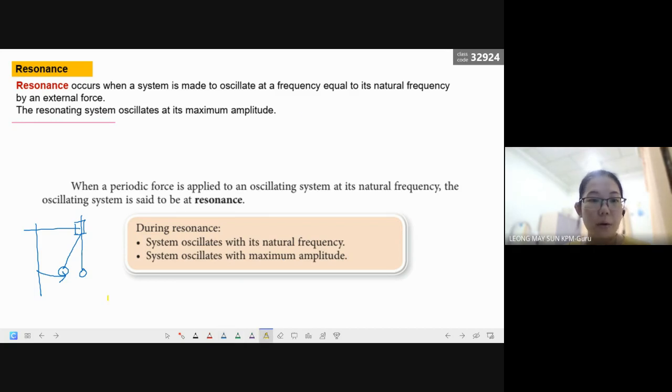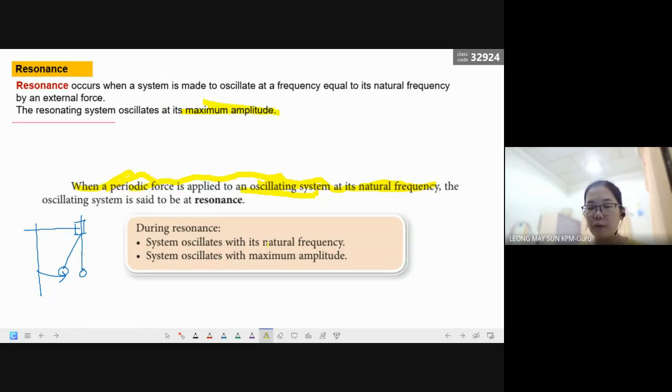Okay, so according to your textbook, when a periodic force is applied to an oscillating system at its natural frequency, the oscillating system is said to be in resonance. So the key words over here are periodic force applied to an oscillating system. And it oscillates at its natural frequency, the system is said to be at resonance. Here the resonance system will oscillate at its maximum amplitude.